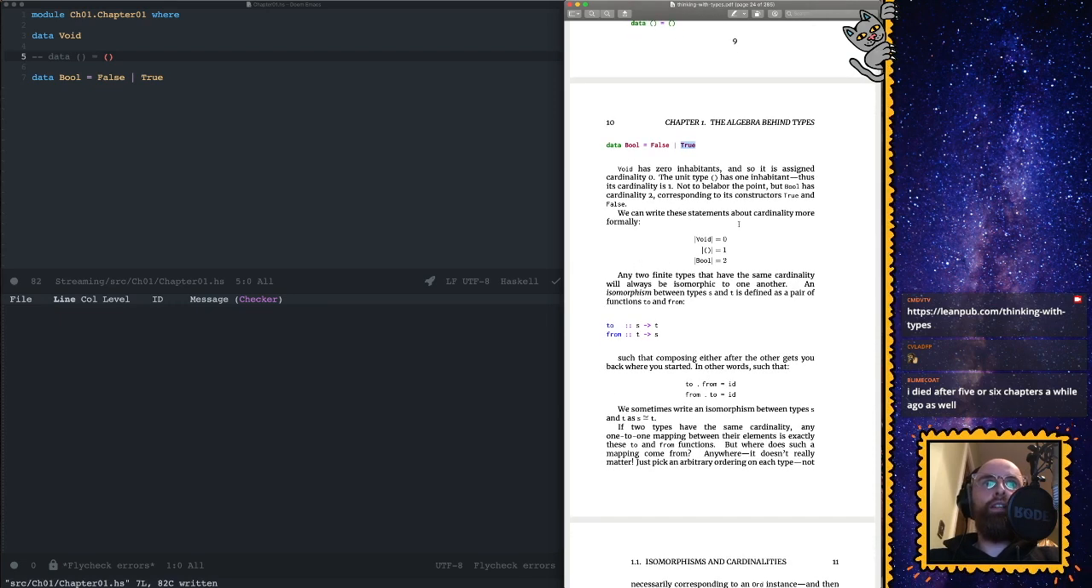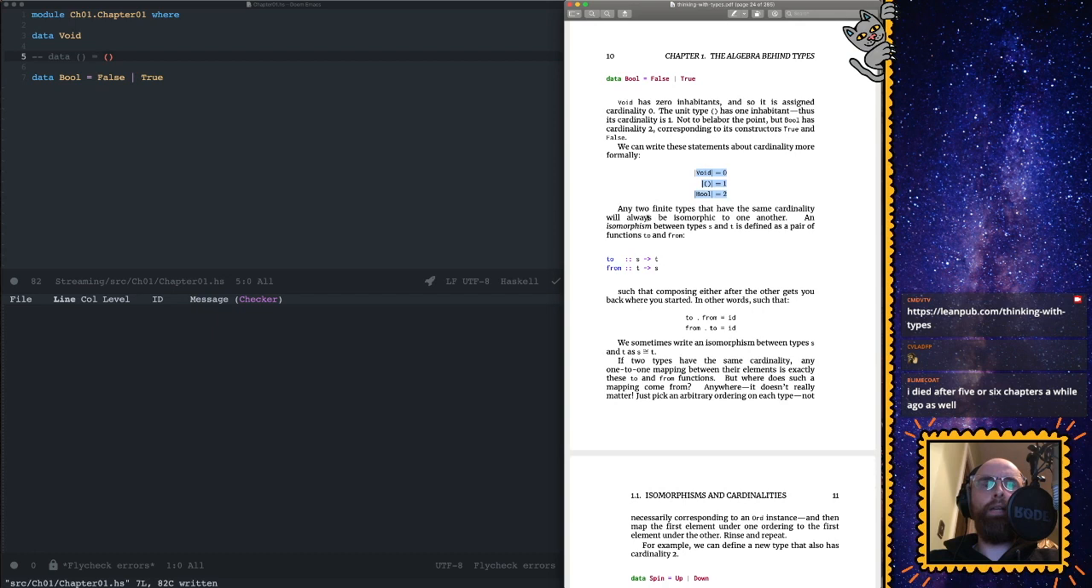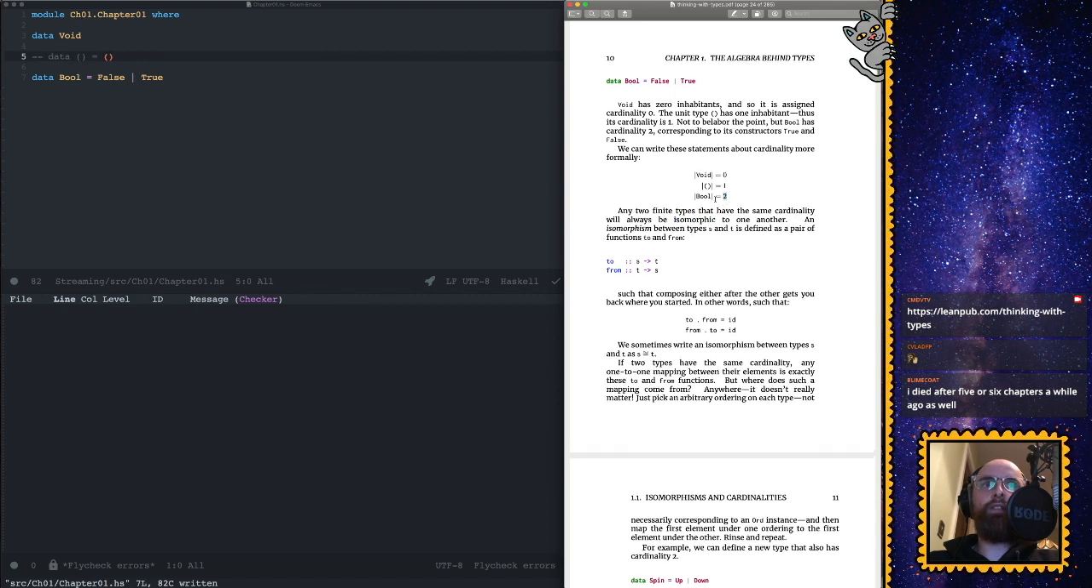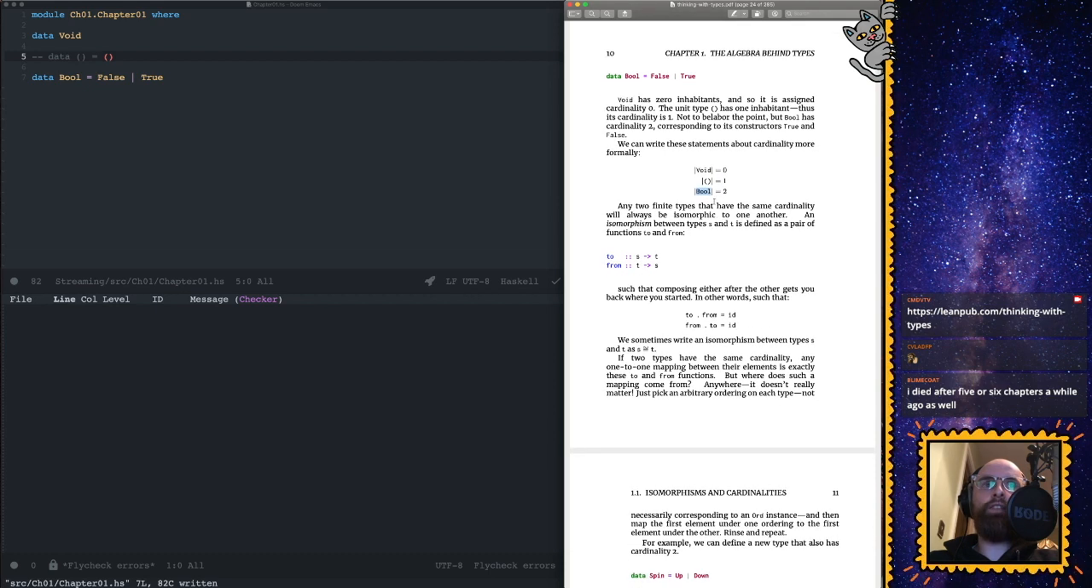So we can write these statements about cardinality more formally. We can literally do it like that. Any 2 finite types, so I guess finite means not infinite types, that have the same cardinality will always be isomorphic. So if bool has 2 and something else has 2, they should be isomorphic to one another. That's interesting to think about, isn't it?